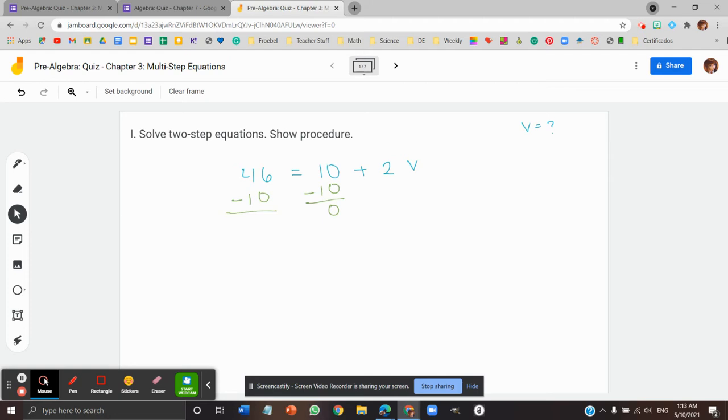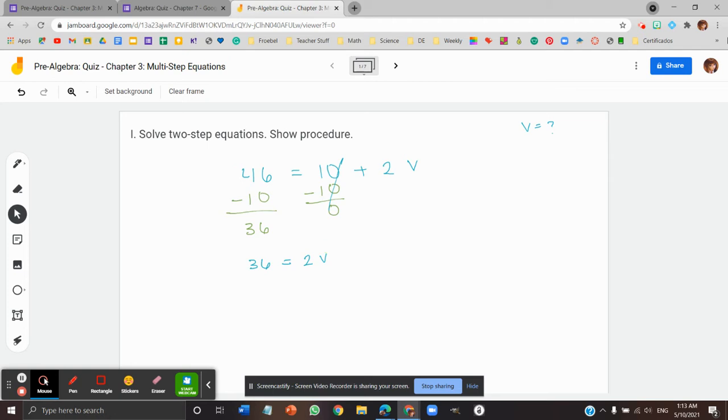And how much is 46 minus 10? That's going to be 36. So that was my first step. I just moved that 10 to the other side, basically. What do I have left? Well, I have a 36 equals 2v.